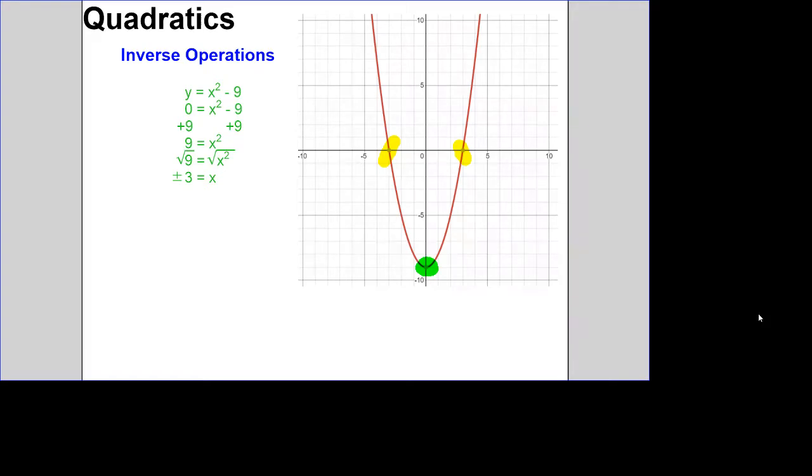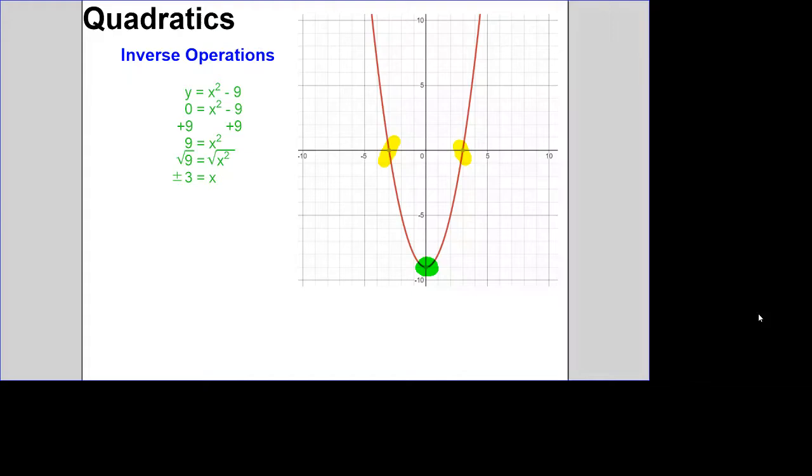Now, what you may have noticed earlier is that this is also one of our special polynomials. Remember when we emphasized difference of squares? This is a subtraction of two perfect squares. And so this should also be one that's really easy to factor. Now let's look at that real quick.